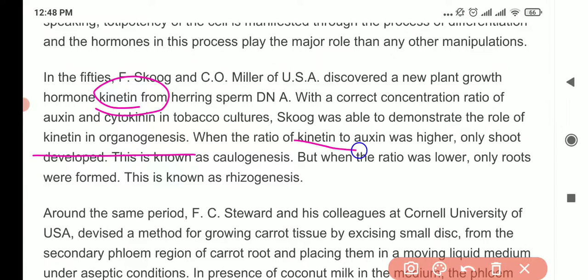When the ratio of kinetin to auxin was higher, only shoot developed, known as caulogenesis. And when the ratio of kinetin to auxin was lower, only root was formed, known as rhizogenesis. So forming roots is rhizogenesis, forming shoots is caulogenesis. That you know from the previous notes. You can see how kinetin, this new hormone, affected it. Although the auxin was there, there was no cytokinin; after they added kinetin, they saw only shoot, and vice versa.